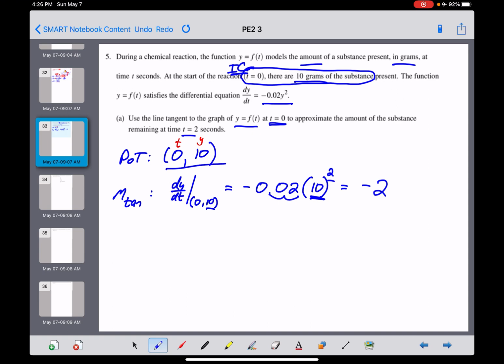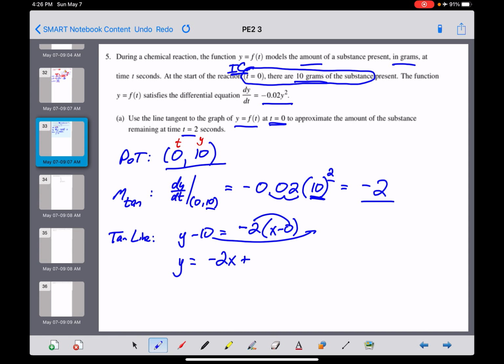So we've got our point of tangency and the slope of our tangent, and that would mean then that the equation of the tangent line would be given by y minus 10 is equal to negative 2 times t minus 0. So we're going to get y is equal to negative 2t, and then add that 10 to the other side: negative 2t plus 10. That's the equation of our tangent line there.